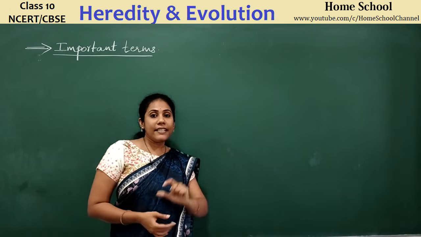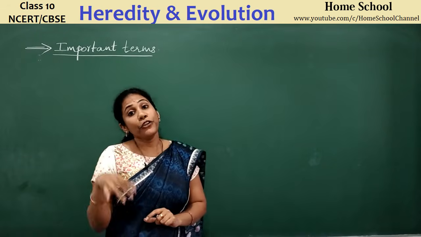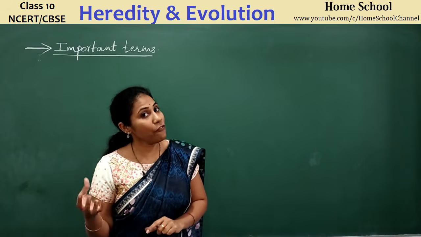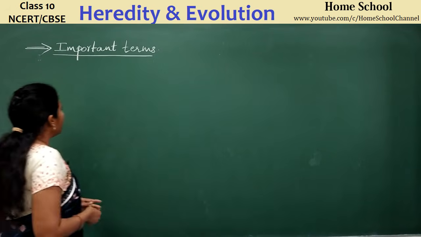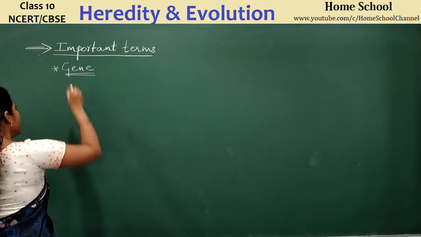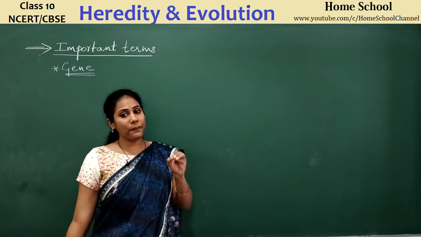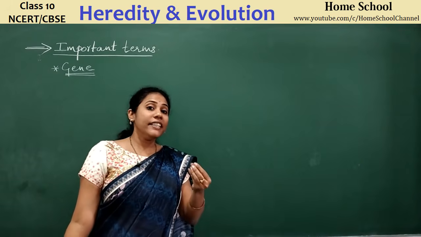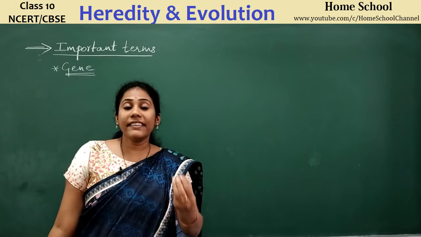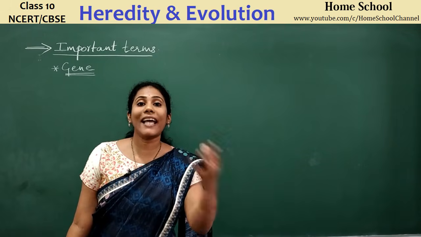So first, let us try to understand the different terms that we use during the study of Mendel's experiment, as well as the concepts of heredity. The first and important term is gene. See, what do you mean by a gene? Gene is something that is present in our cells. Each and every cell has something called gene, and this particular gene is responsible for a particular character.